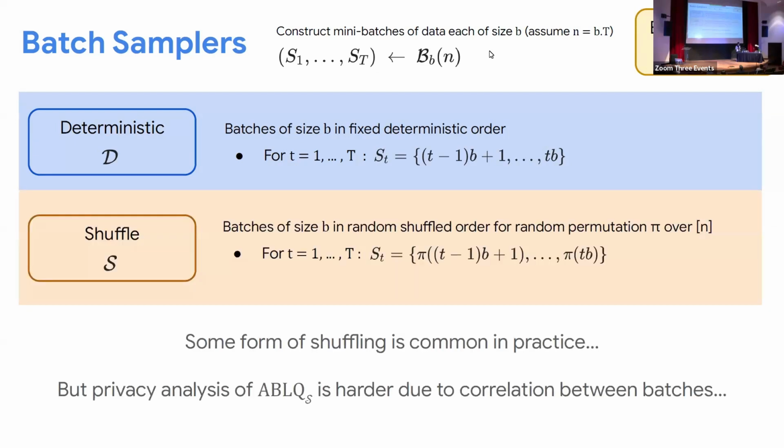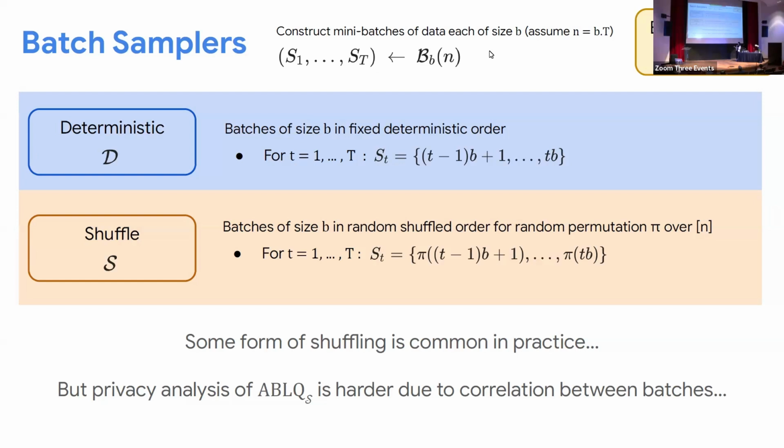Yeah. So the next type of sampling that we consider is called the shuffle batch sampler. In shuffling, we consider a simple type of shuffling where we shuffle all n examples and then we split them into batches as before. And this is actually quite common in practice when we run ML training. There are various forms of shuffling that we can consider, like using an additional buffer to shuffle the examples, but for simplicity of the analysis, we just consider global shuffling.